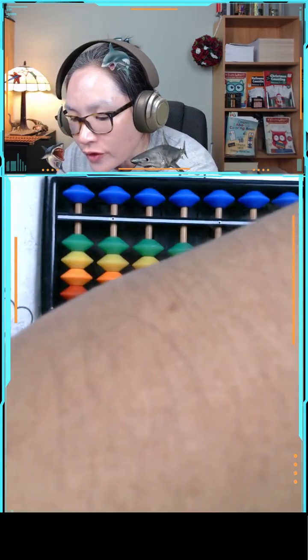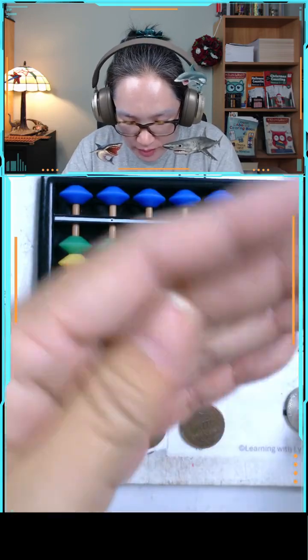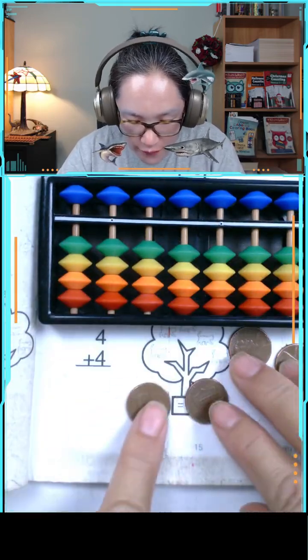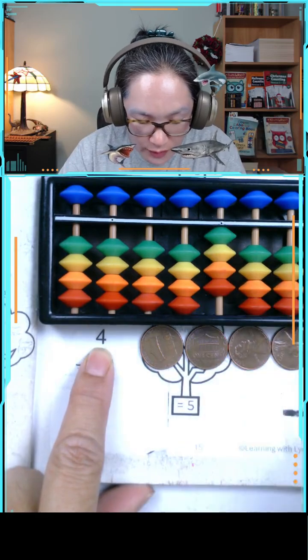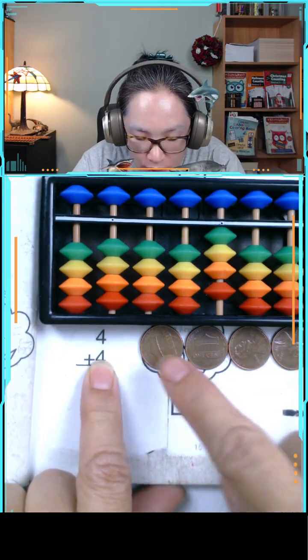Okay, so the first thing I want to do is there'll be a few different ways that I'm going to explain how this works. So the first way I'm going to do is with my pennies and my nickels. Sometimes people understand it this way. So I have 4 on the abacus, right? I have 4. That's what 4 is, right? Easy. Not a problem. I have 4 in the abacus. I have 4 pennies. 1, 2, 3, 4.